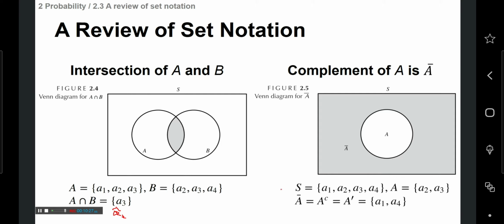This is the end of section 2.3, a review of set notation. The homework problems are every odd question, so 2.1, 2.3, 2.5, and 2.7. I will upload this homework on the e-class homework bulletin board, so you can submit your homework using the system.